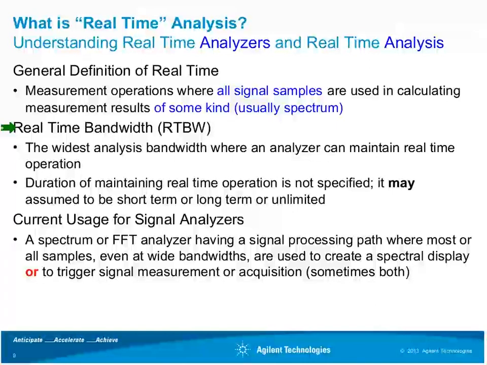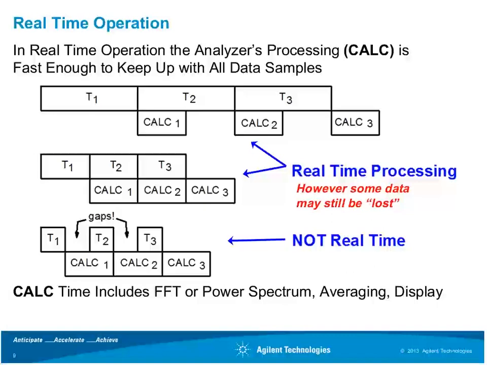That leads directly to a term that's also in common usage, that is the real-time bandwidth. As you can imagine, the wider the bandwidth that you're operating with, the faster sampling you're doing, and at some point the fast sampling fills the ability of the real-time processor to do spectrum. So that is then the widest bandwidth where the analyzer can remain in real-time operation, either continuously or through a capture. So the current usage we've talked about in the previous slide for signal analyzers is typically a spectrum or FFT analyzer with a processing path that either processes all of the data for spectrum or other displays or processes that data for triggering signals, the frequency mask trigger that we'll talk about coming up.